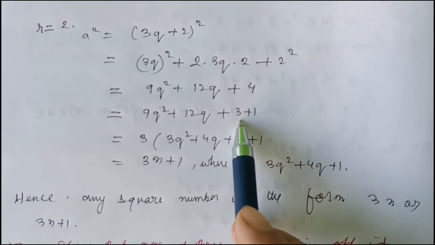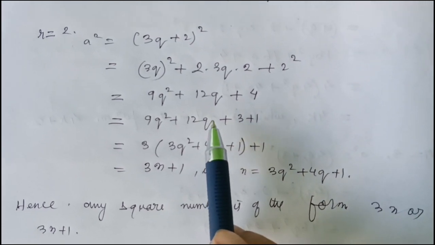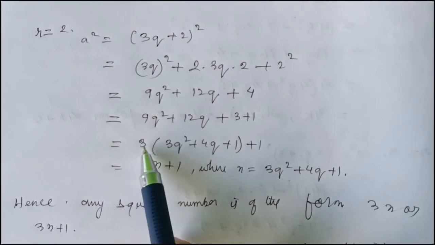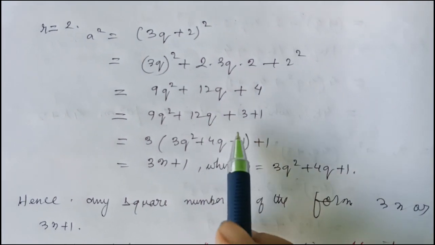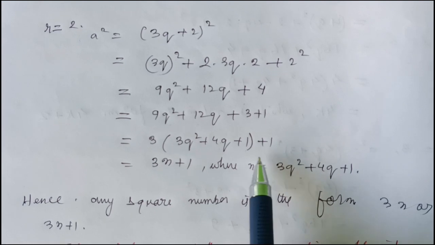Instead of 4, we can write like this, 3 plus 1. Now, since our b value is 3, let us divide by 3. 3 3s are 9, right? 3 4s are 12. Then 3 1s is 3. Then the 1 we do not touch.